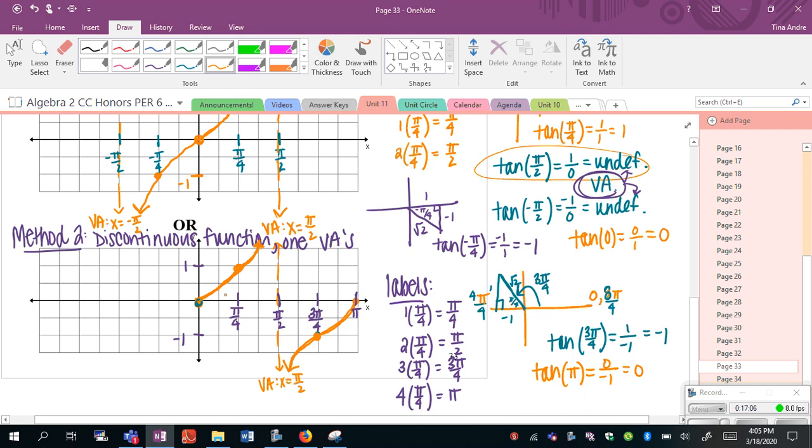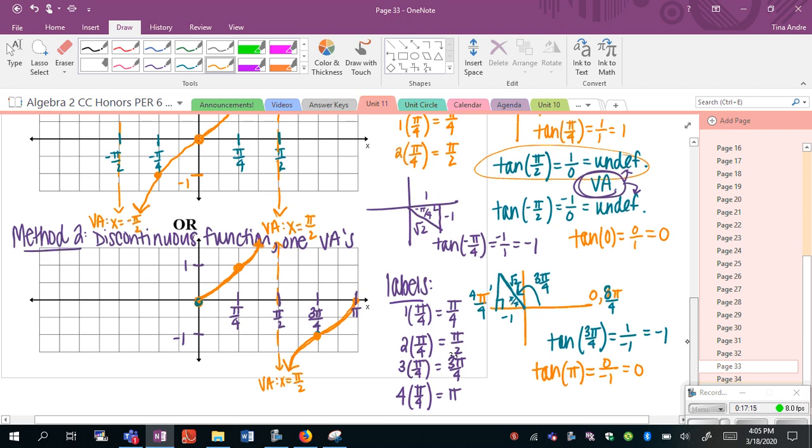It still is one cycle. It just looks very different. So it's good for you to see both, just so you're aware that both exist. And it doesn't really matter how you graph it as long as you graph one full cycle, or as long as you do what the directions say.